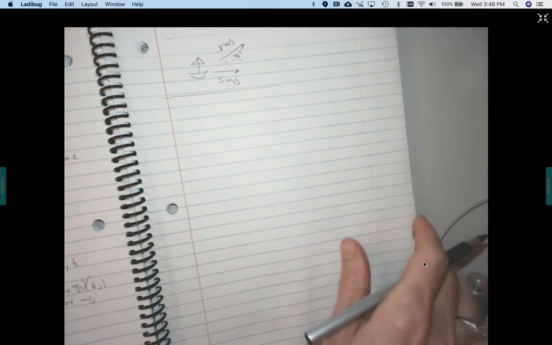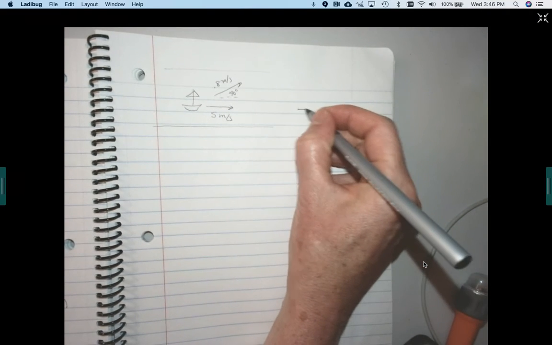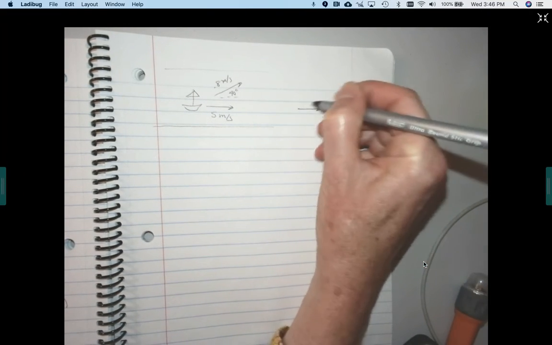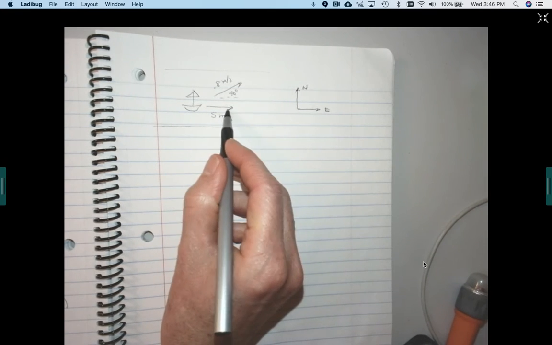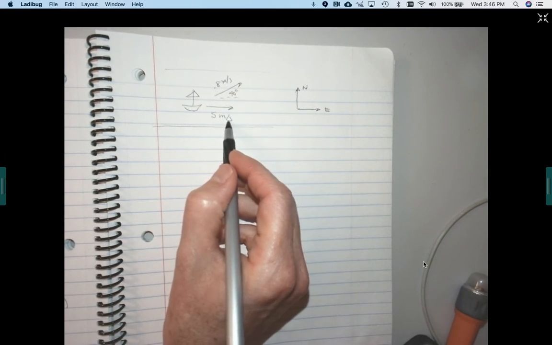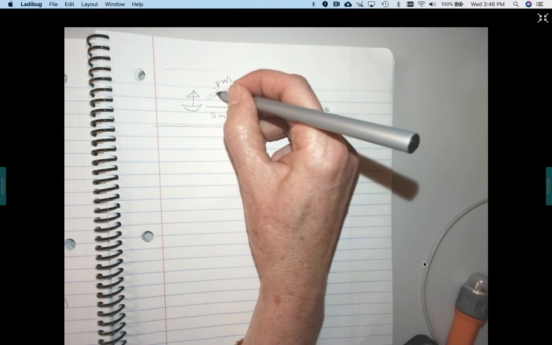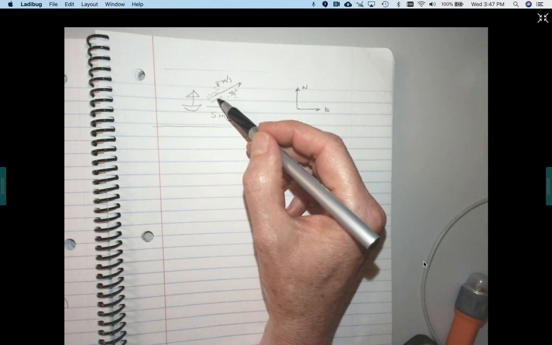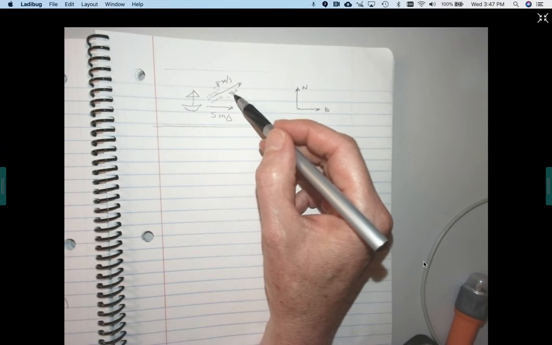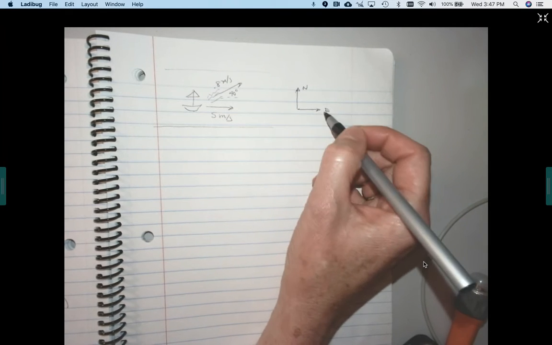Okay, so let's take a look at this. I'm drawing my picture here. I'm saying this direction is east, and this is north. And this is my nice boat moving along in the east direction at 5 meters per second. And then the wind, this is the wind. It's blowing at a direction 40 degrees north of east. Okay, so that's my north and east directions.